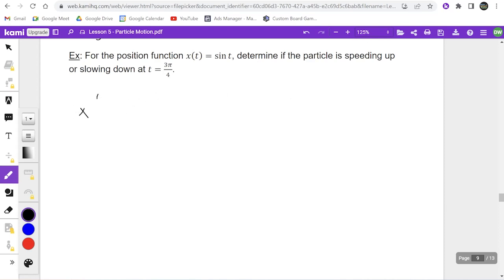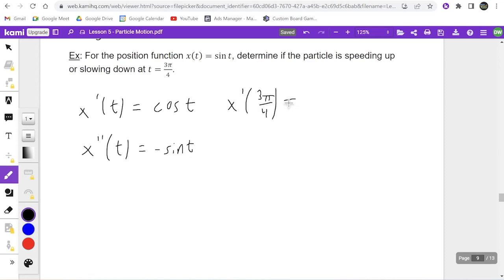First thing I do, let's find the first and second derivative, shall we? We know the first derivative is cosine t. We know the second derivative is negative sine t. Now we just have to plug in 3 pi over 4 for both. X prime of 3 pi over 4, like we said, that's negative root 2 over 2. And then x double prime of 3 pi over 4, that's going to be the exact same thing.